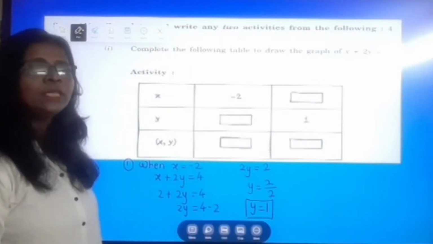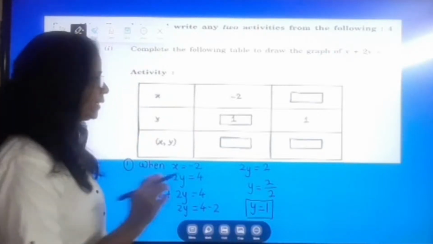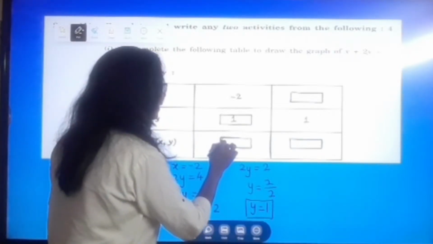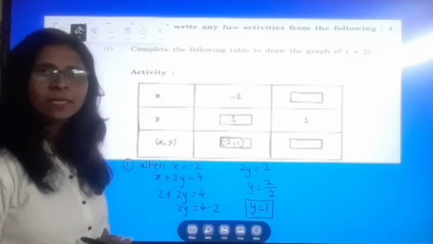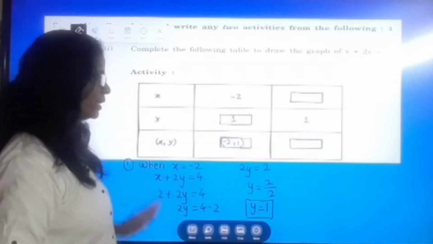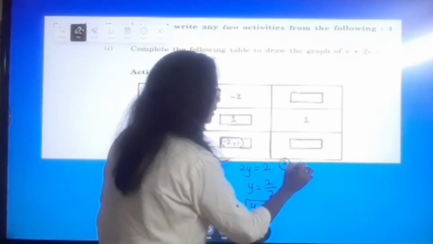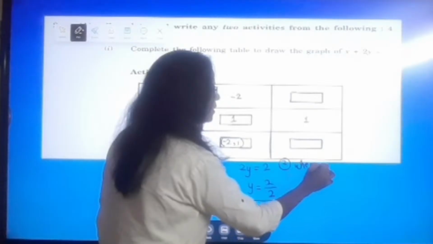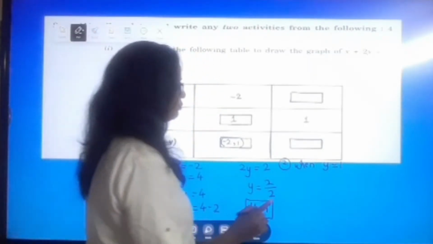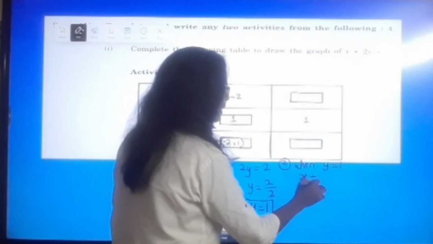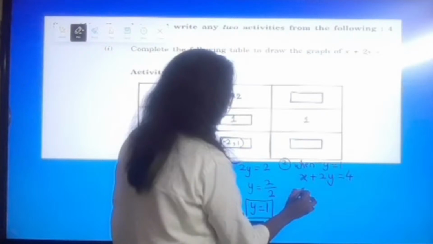So I write down the answer in this box here: y is equal to 1 and the coordinate in the bracket is minus 2, 1. Okay, in such a way the second column is complete. Then the second calculation is for when y is equal to 1. As the value of y is equal to 1, first we write down the equation and then put the value of 1.